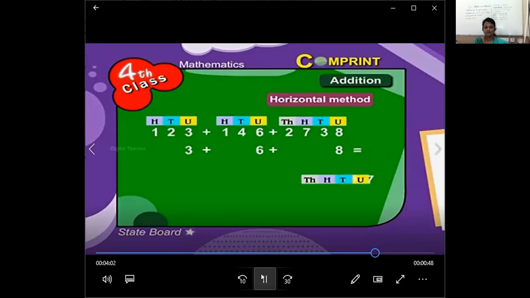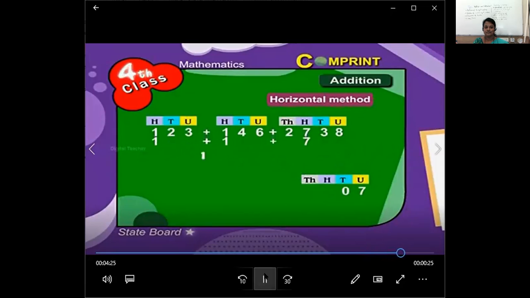1 tens and 7 ones. We carry 1 to the tens place. Add all the digits of tens place along with the carried digit. That is 1 plus 2 plus 4 plus 3 is equal to 10. Let us carry the digit 1 to the hundreds place.